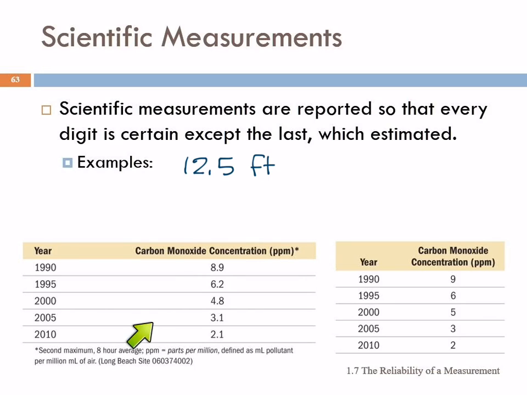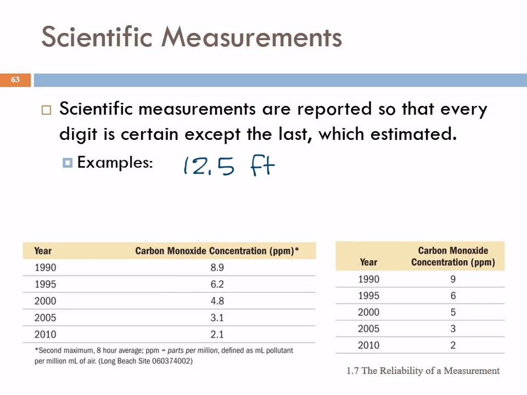When we look at this data here on carbon monoxide concentrations in parts per million, in this table it's listed as 8.9. That says we're certain of the 8 and we're estimating the 0.9. In this table over here, these numbers, 9, that says there's only the one digit. The one digit is the last digit, therefore it's estimated. So the 9 itself is an estimate. That suggests to me that it's between 8 and 10. So this number is just an estimate, really. And this number gives me a lot more confidence that it was measured more carefully.